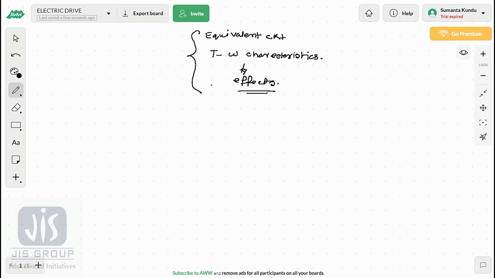It is already there. You can go through that, or you can refer to some books like M.G. Say, Fitzgerald's and Chapman books, Cushing Lloyd. You can follow these books. You can recapitulate all these things. So I am going to start from the equivalent circuit. Okay. So, to brush up your knowledge.